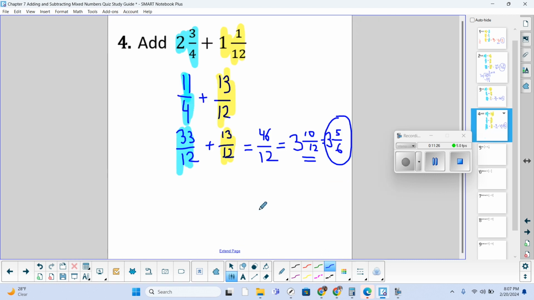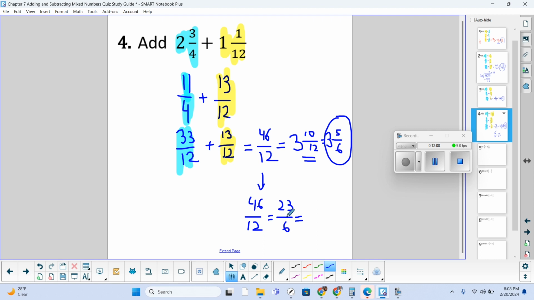I do want to point out something here. So let's say you recognized 46 over 12 can be simplified. I can look at that and say, I know a number that goes into both 46 and 12, and that number would be, let's see, 2. 2 goes into 46 23 times. 2 goes into 12 6 times. So now I can change this 23 over 6 to a mixed number.